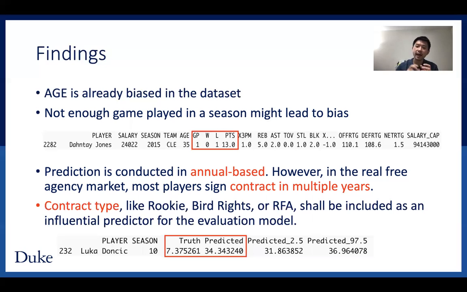The last thing is that we found contract type is indeed a very important predictor. For example, for Luka Doncic, our model predicts that he should have 1/3 of the team's wallet. However, he only has 7.4% of salary. That is because he is still a rookie in the NBA, and rookies in the NBA have less salary. That's basically the findings I found so far.